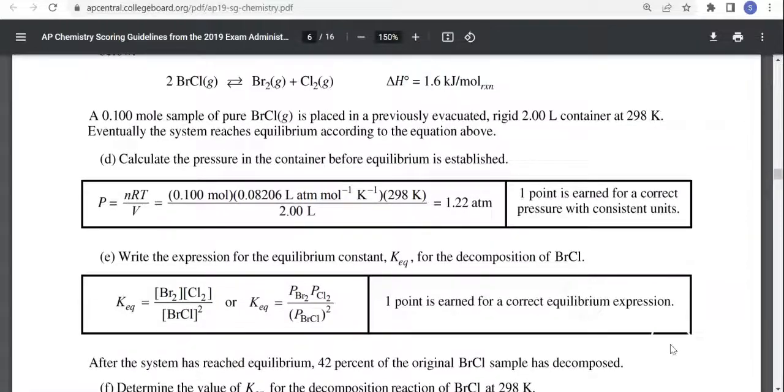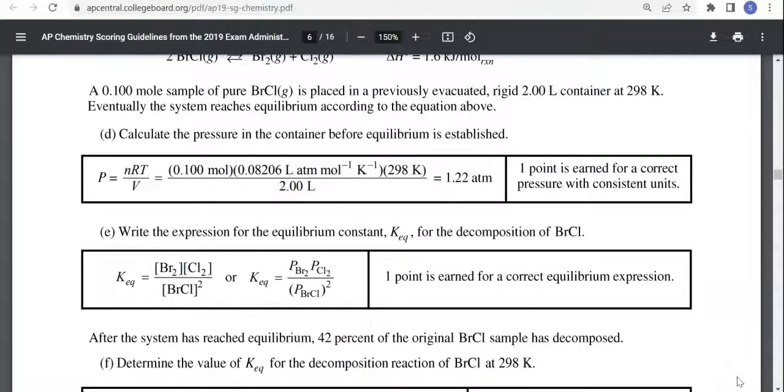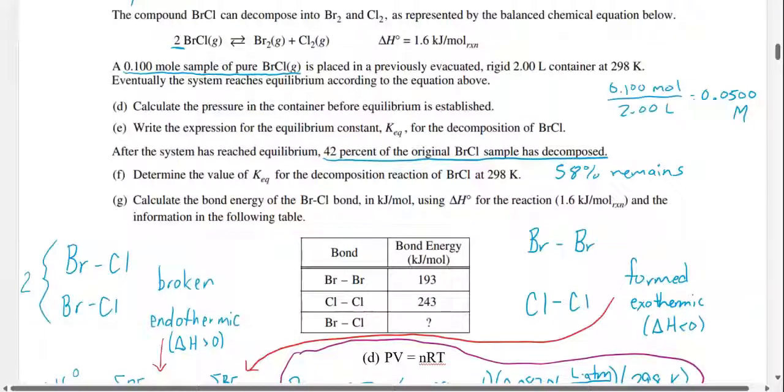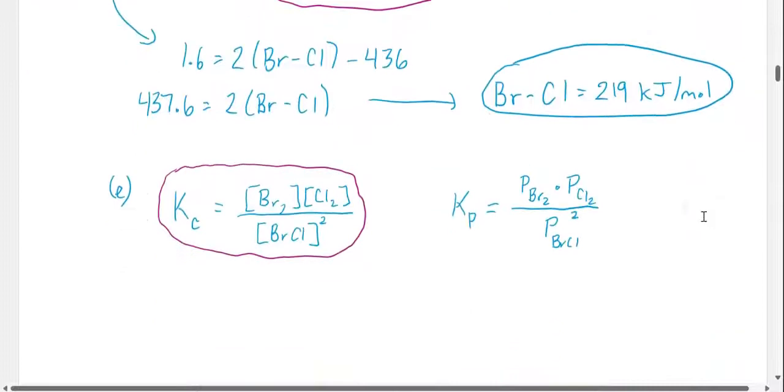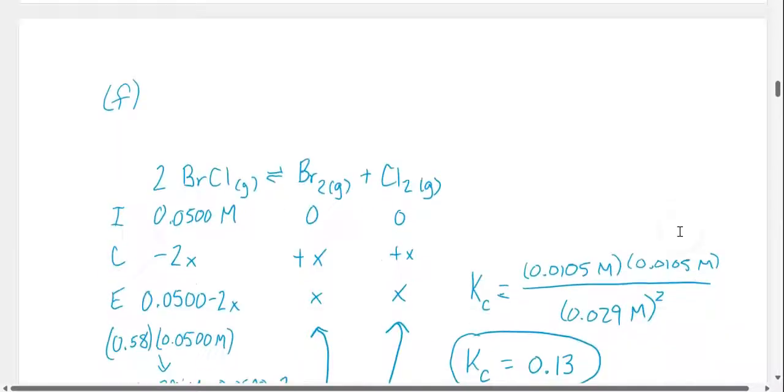And then after the system has reached equilibrium, 42% of the original BrCl sample has decomposed. Determine the value of K for the decomposition reaction. So I said if 42% of the original BrCl sample has decomposed, that 58% remains. And so I set up an ICE table.